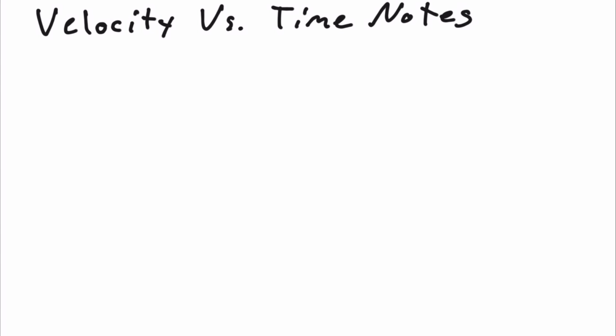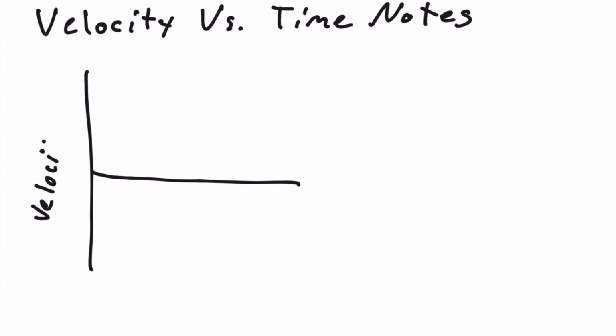The first thing that we're going to want to do is draw a velocity versus time graph. So you can see right here I'm drawing that graph. I'm going to label my axes. On my y-axis I have velocity, and I'm going to give it the units of meters per second because those are the units that we're going to use in class. Then on my x-axis I have time, and the units seconds.